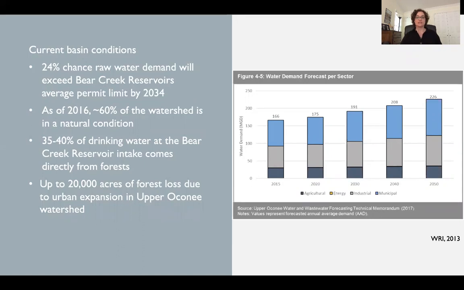As of 2016, about 60% of the watershed is in a natural condition. The U.S. Forest Service has determined that 35 to 40% of the drinking water at the Bear Creek Reservoir intake comes directly from these forests. The Upper Oconee Conservation Prioritization Index concluded that up to 20,000 acres of forest loss is expected due to urban expansion in the Upper Oconee watershed in the next few decades.